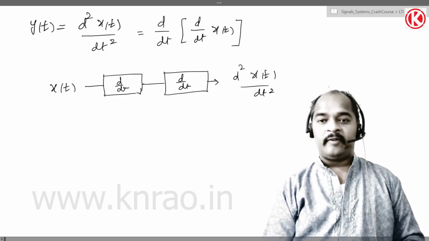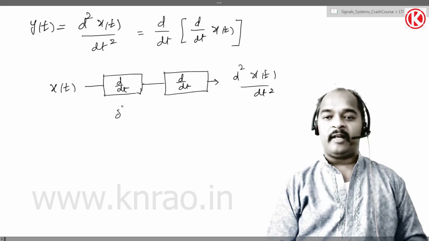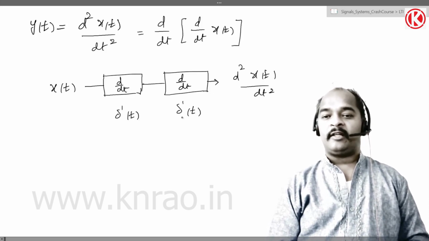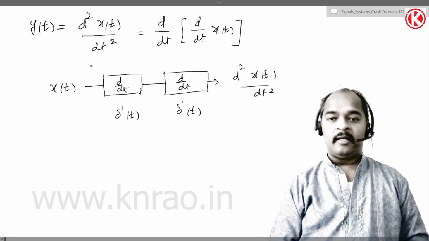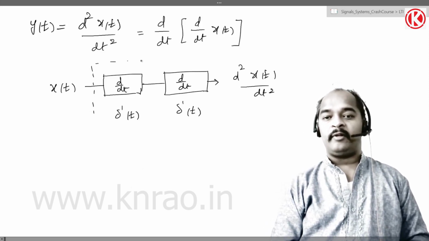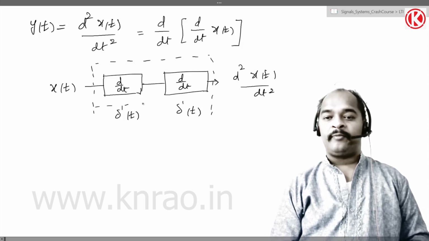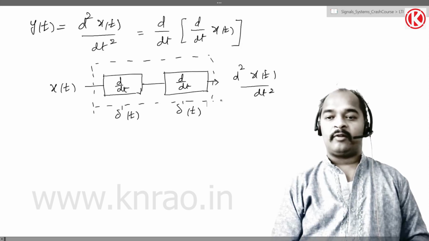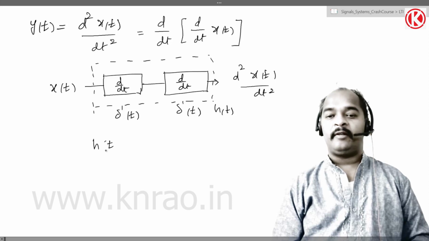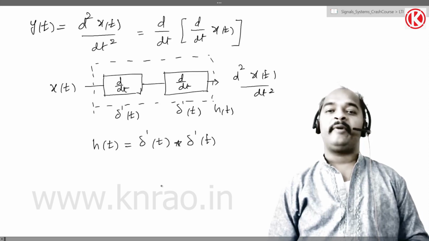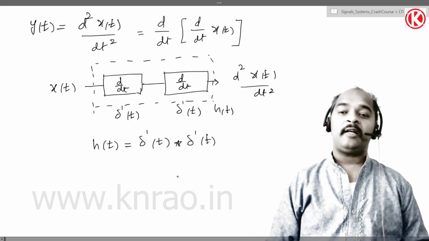So what have we got? The first differentiator will have delta dash of t as the impulse response. The second differentiator also will have delta dash of t as the impulse response. So what will be the overall impulse response of the double derivative operator? Let us call that h of t. The overall impulse response of the double derivative would be h of t equal to delta dash of t convolved with delta dash of t.